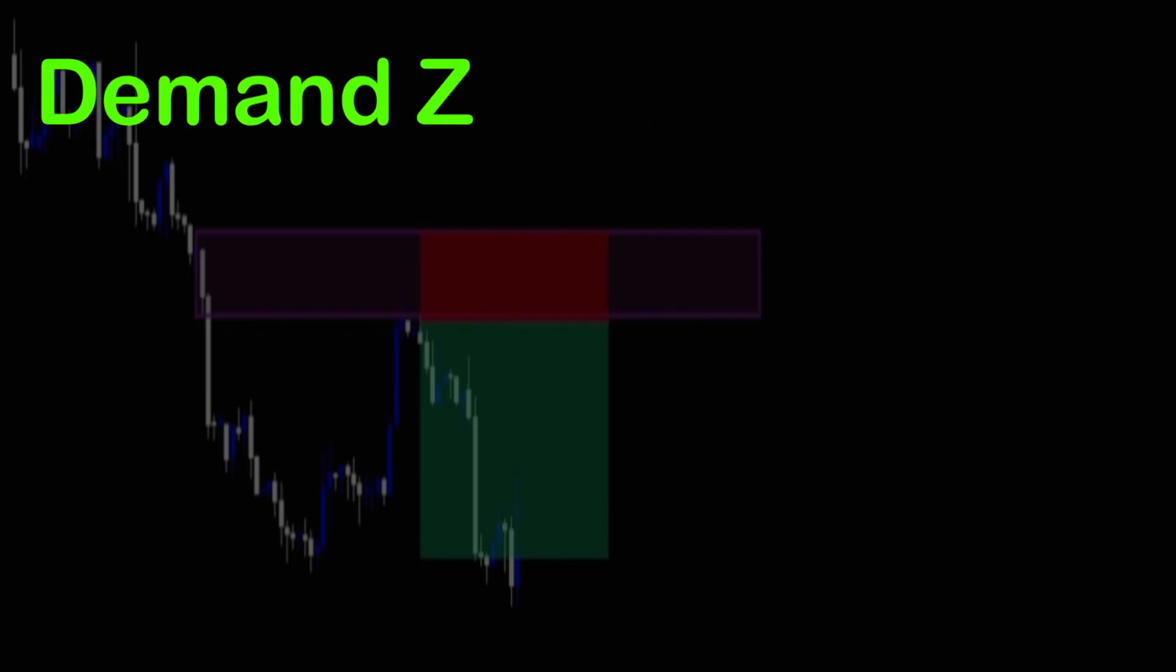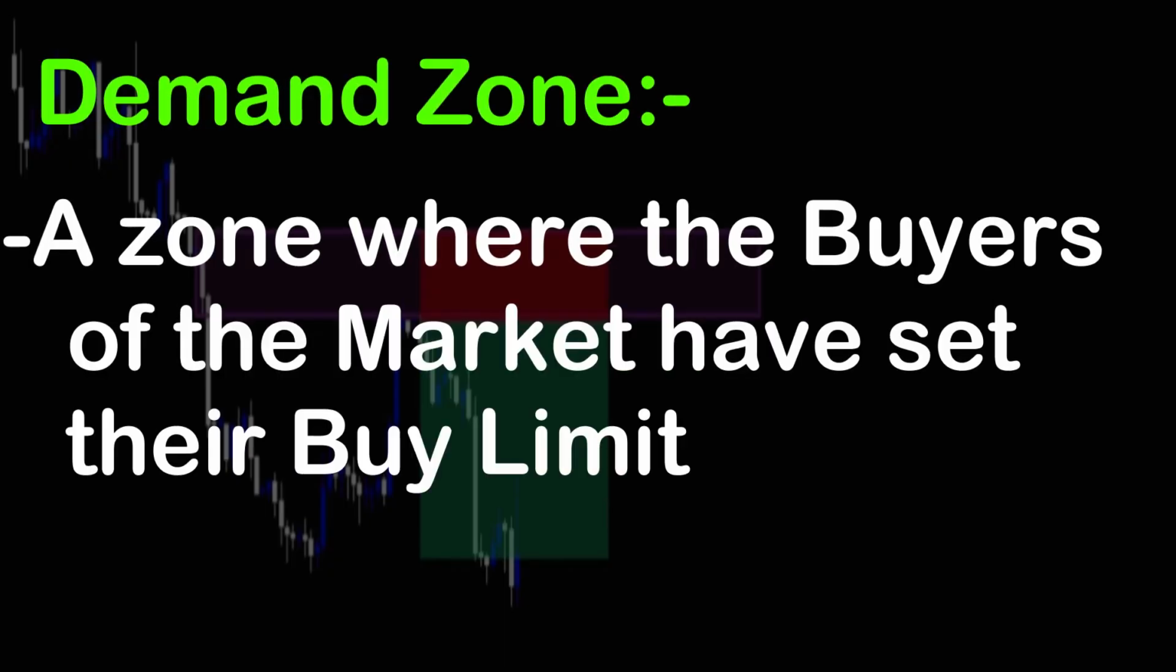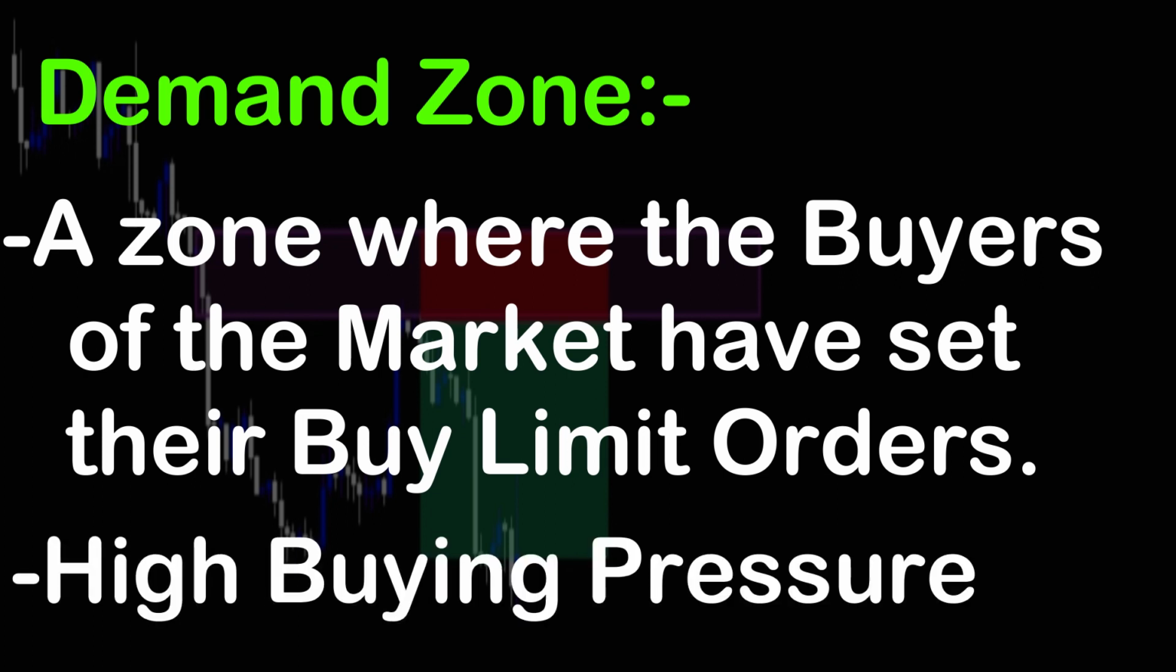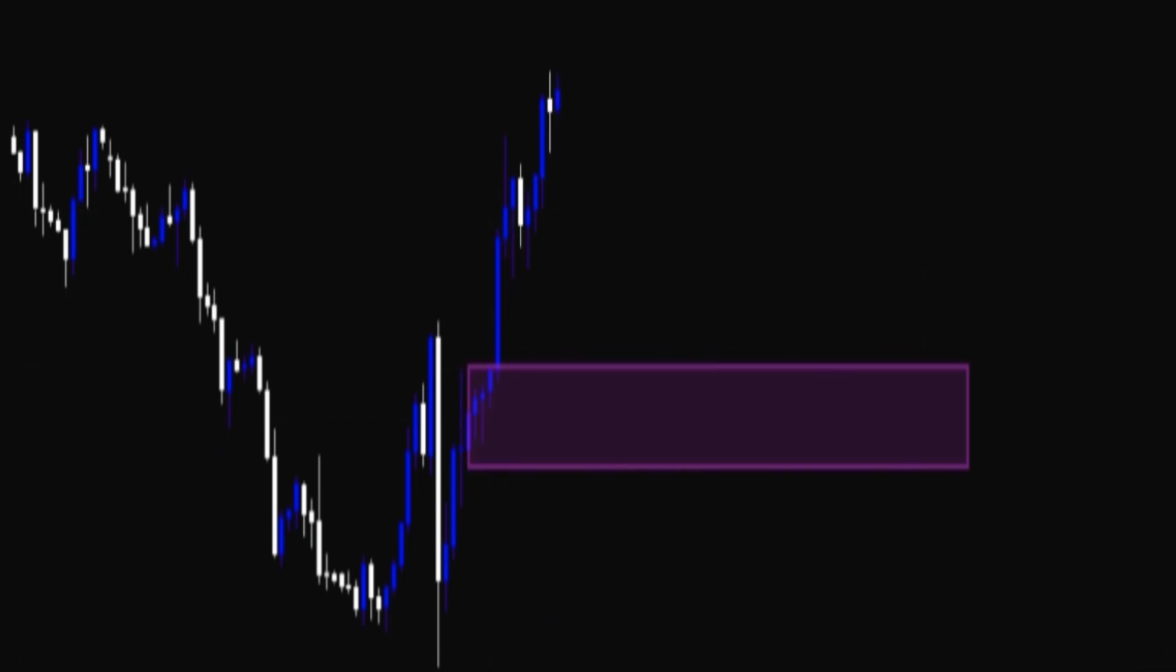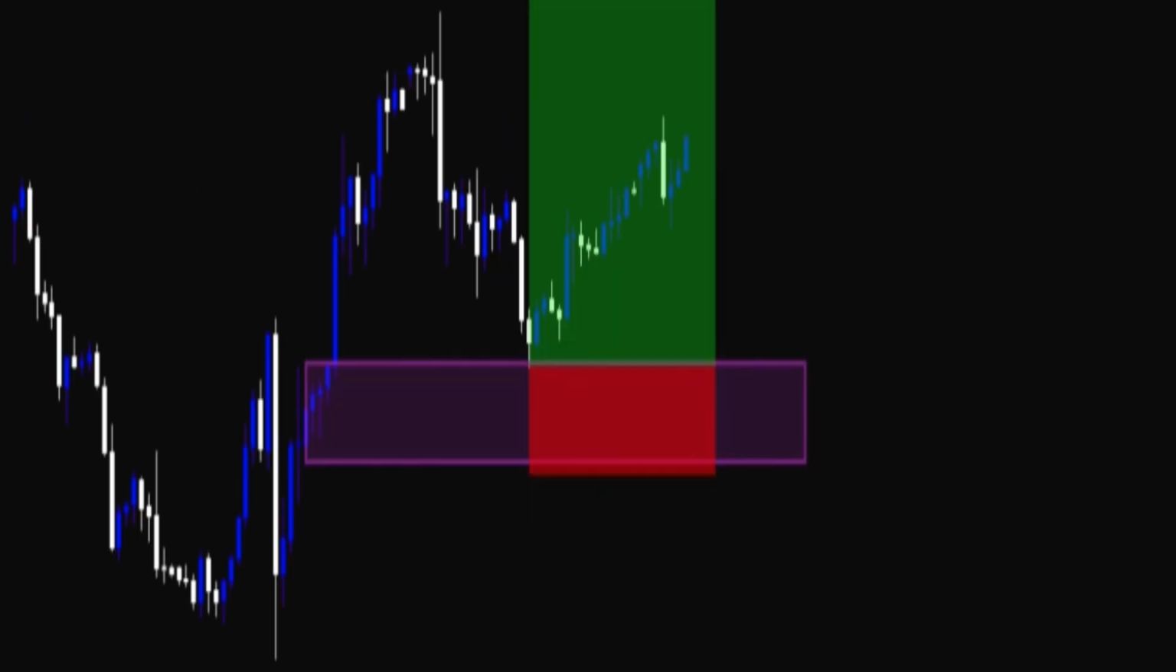Similarly, the demand zones are simply those zones at which a lot of buyers have set their buy limit orders. Let us see an example of the demand zone. Here we can see the market making this inefficient candle, which is why we would draw the demand zone from its previous candle. And as we can see, the price went upwards after reaching this demand zone.